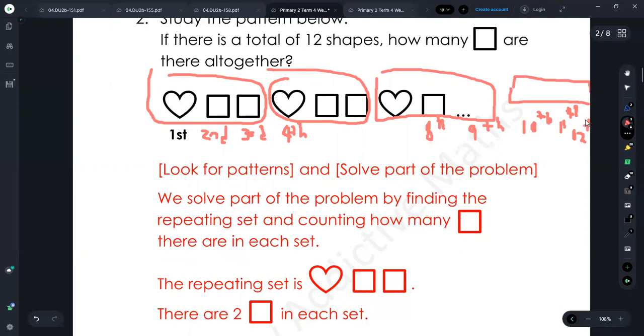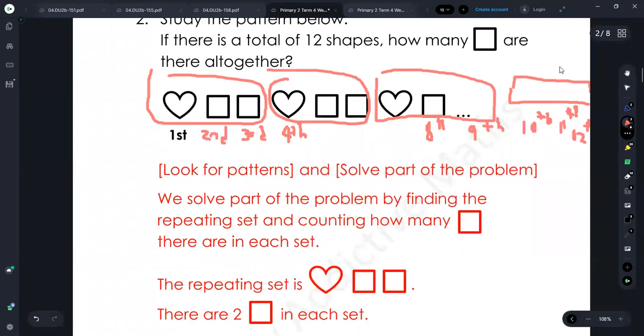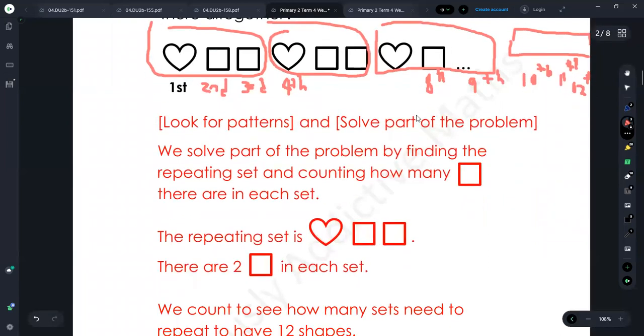a square. But this question is not as easy as it seems, because the question is asking how many squares there are altogether. It's not asking what the 12th shape is, but how many squares there are in total. So it should be 1, 2, 3, 4, 5, 6, and then 7, 8. So there should be 8 in total. This is the draw-it-out way, the P2 way. We have to show them the P3 way as well.